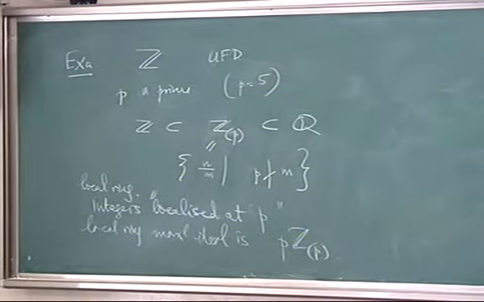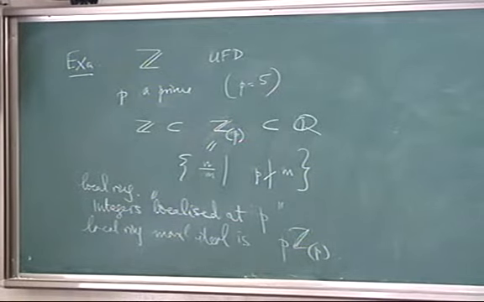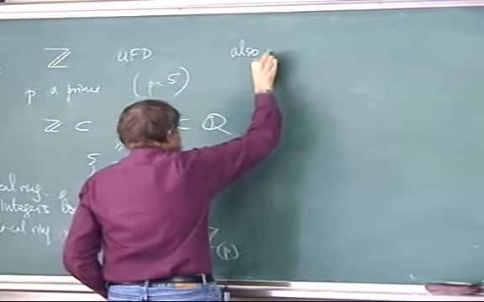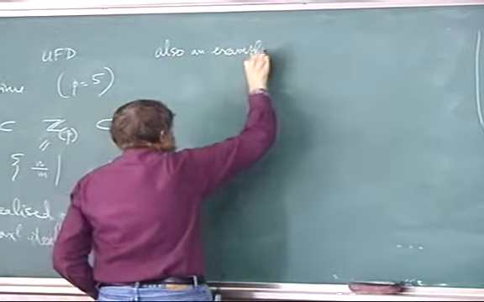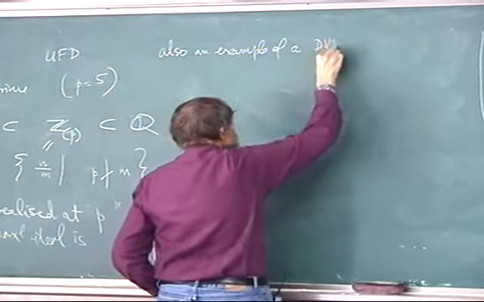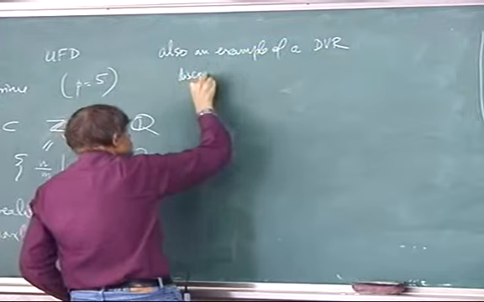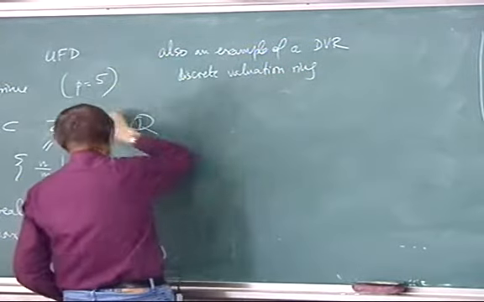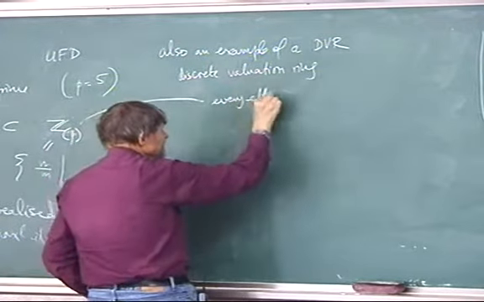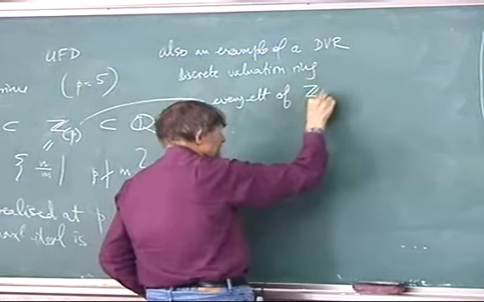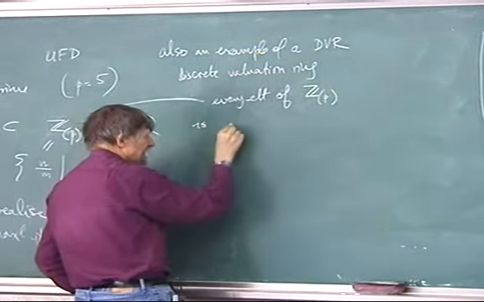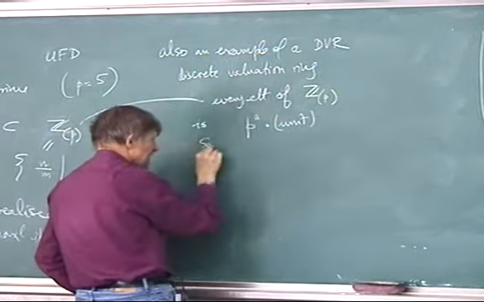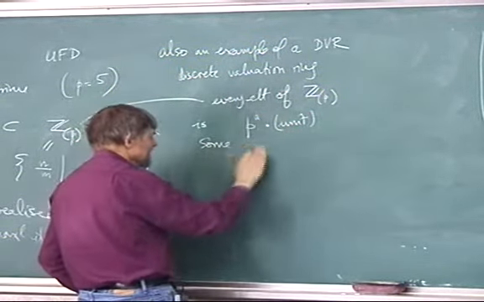So every element in there is some power of that prime times a unit. So this is also an example of a DVR, a discrete valuation ring, so namely every element of Z localized at P is a power of P, P to the power of A, times a unit, for some power A.